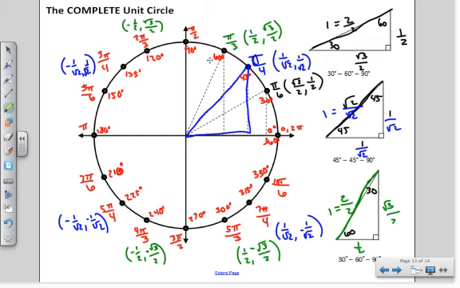So here we go. We're ready to put the values for our x and y. In quadrant 2, x is negative, so negative square root of 3 over 2, and positive 1/2. Quadrant 3, both are negative. Quadrant 4, x is positive, y is negative.